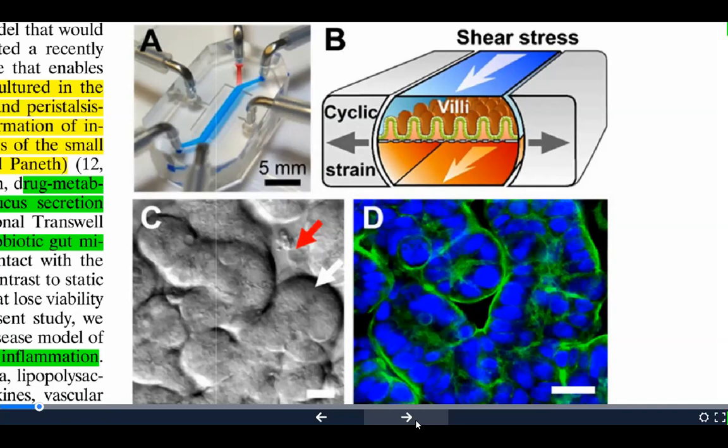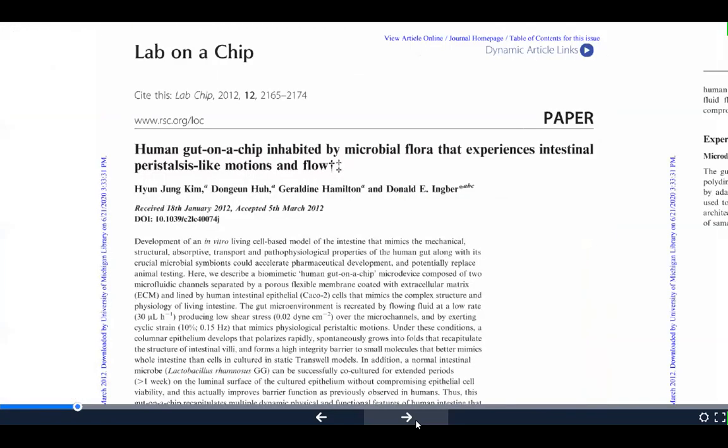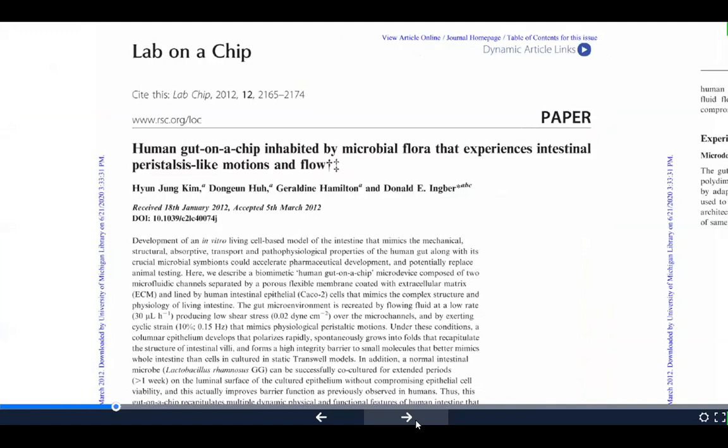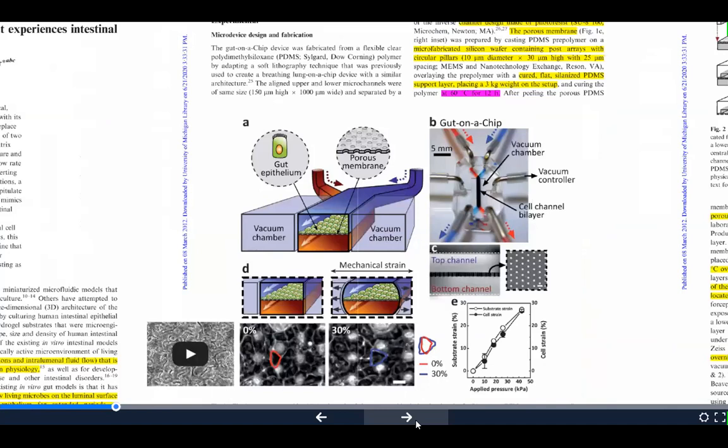But before getting into the details of the results they got in this study, I want to go back to their previous study that was published in Lab on a Chip in 2012. They previously showed that this device could culture and mimic the environment in a good way, so that the epithelial cells were quite similar to in vivo epithelial cells that we see in the intestine.